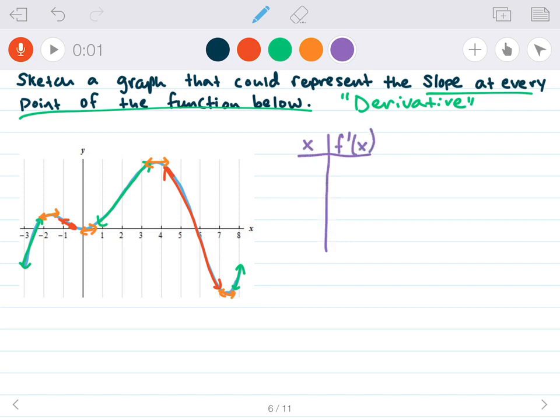Okay, so let's look at x equals negative 3 first. We're sloping upwards, and so this is going to be positive.